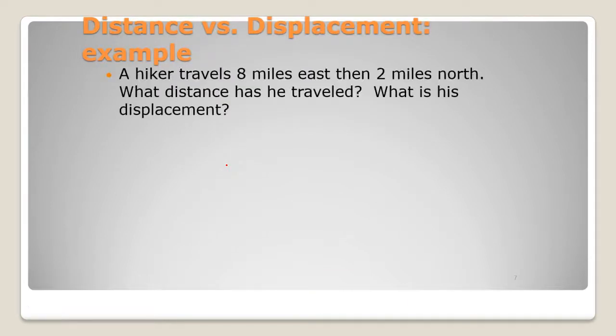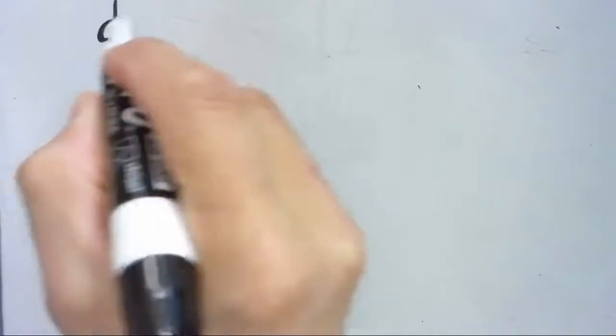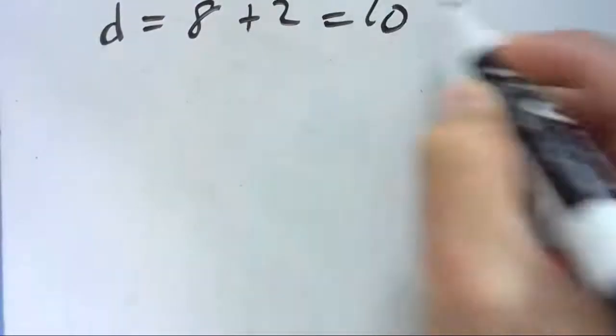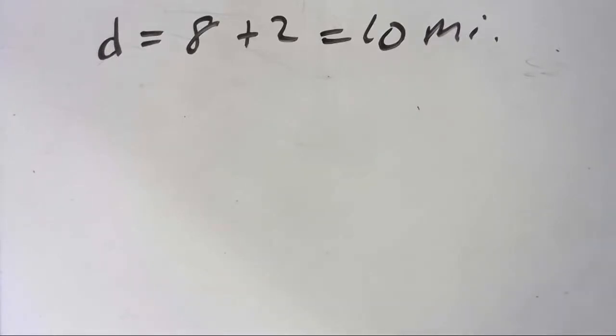First of all, we have this example: the hiker that travels 8 miles east and then 2 miles north. What distance has he traveled? Distance is really easy because all we have to do is add them up. The total distance he has traveled is 8 miles plus 2 miles. His total distance is 10 miles. That's pretty simple. That's what you do with every type of problem. This is the first of 3 types of direction change problems that I'm going to show you. And with all of them, to get the distance, you just add up all of the different parts of the journey. The displacement is quite different, though.